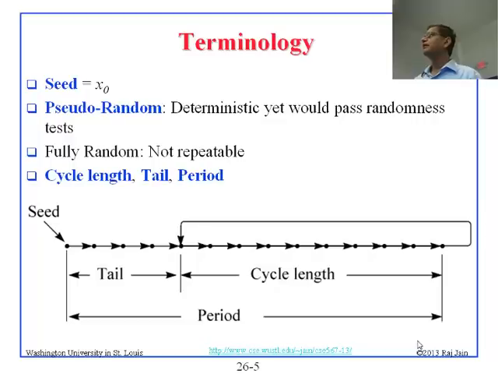But generally, the period has to be much, much bigger than what we need. So suppose we need a million numbers, we have to have a period of 10 million, so we are not going to reuse any number again. All right? And so these things have to be very large.